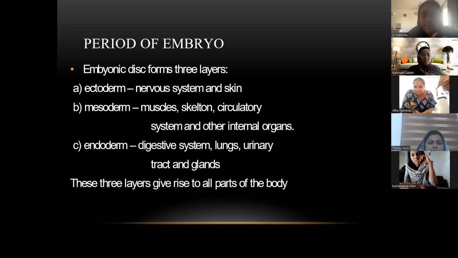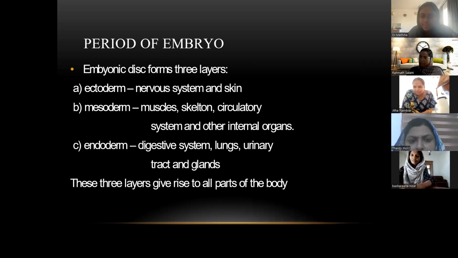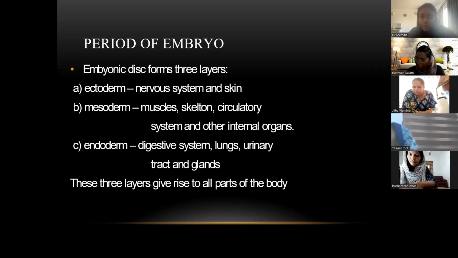I have told you earlier that the zygote is divided into the trophoblast, sorry, the inner cell mass, which first forms an embryonic disc. And then it moves on to an embryo. This embryo is divided into 3 layers, okay? The ectoderm, mesoderm, and endoderm.